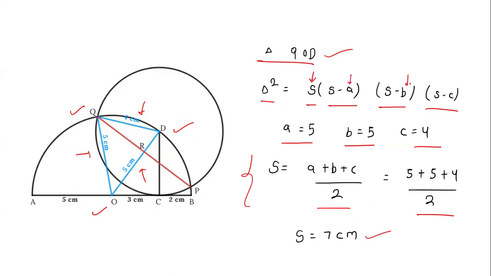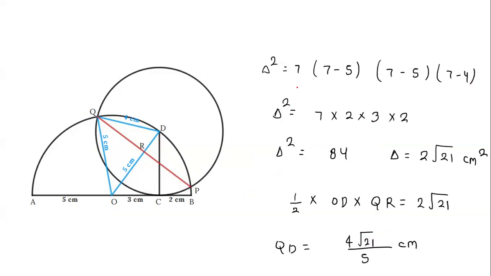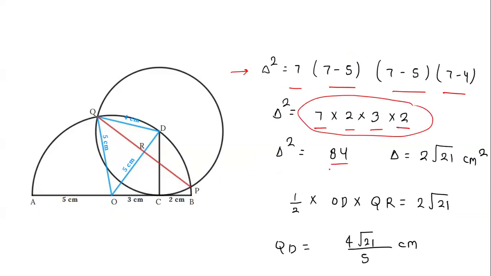We know the values of a, b and c as 5, 5 and 4, so you can put these values. So it is 7 times (7 minus 5) times (7 minus 5) times (7 minus 4), which equals delta square. So it is 7 multiplied by 2 multiplied by 2 multiplied by 3. After calculation, delta square comes to 84, and after simplification, delta is 2 root 21 centimeter square. So this is the area of this triangle.